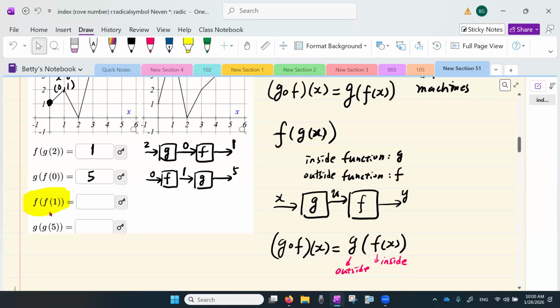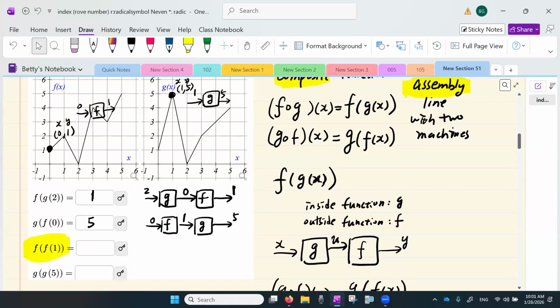Okay, next one, the yellow. This time, f of f of 1. What does that mean? No g, just f. Is that even okay? Can we compose the same function twice? Why not? Totally. It doesn't discriminate anything. The inside function and the outside function could be the same function, no problem.